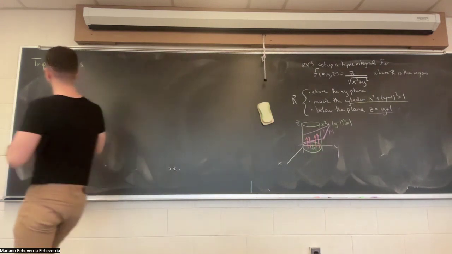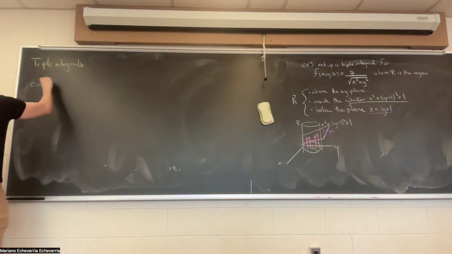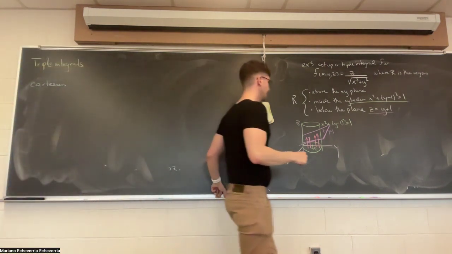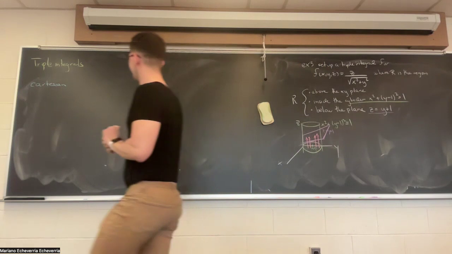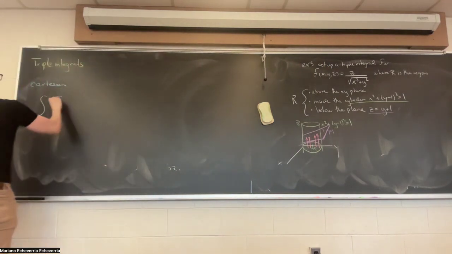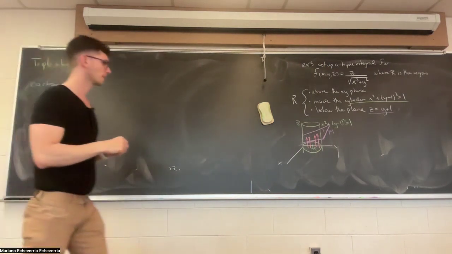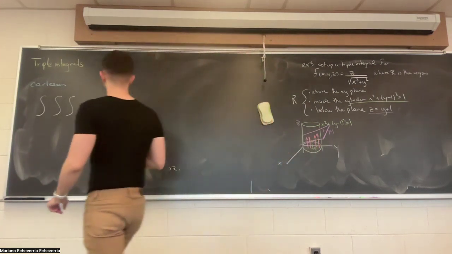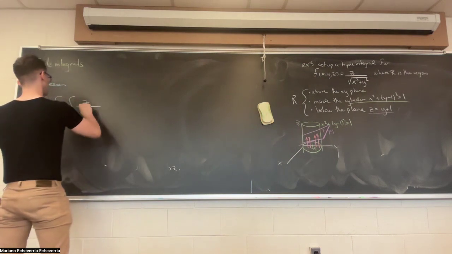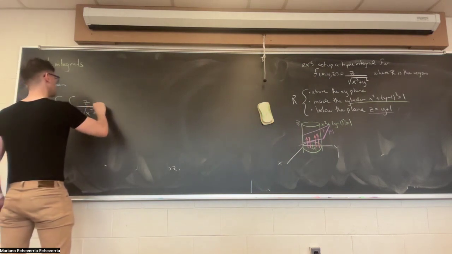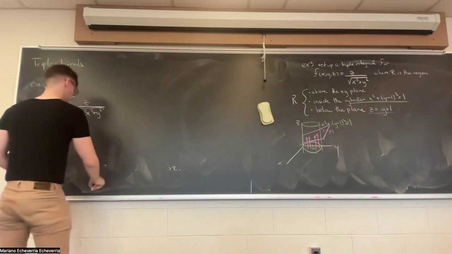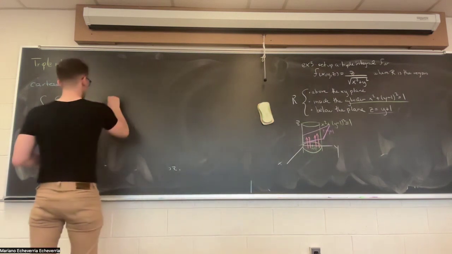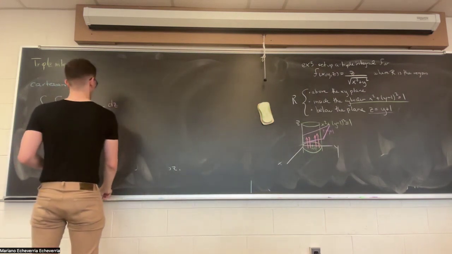So if you do it in Cartesian, that means that you're going to do it in dz, dy, dx. So what is the function? The function is z over root of x squared plus y squared. And I want to do this in the order dz dy dx.